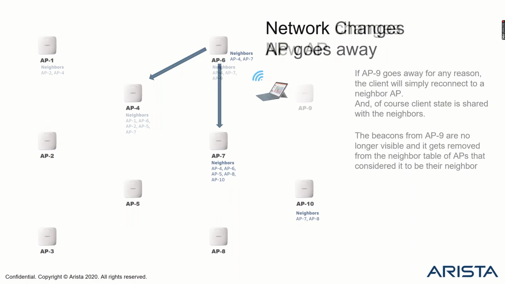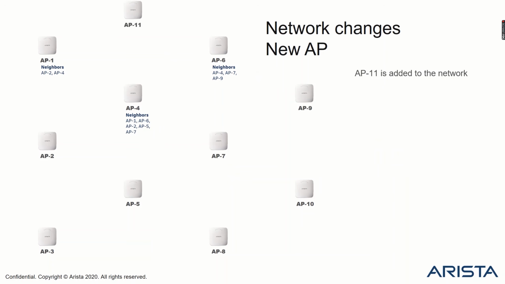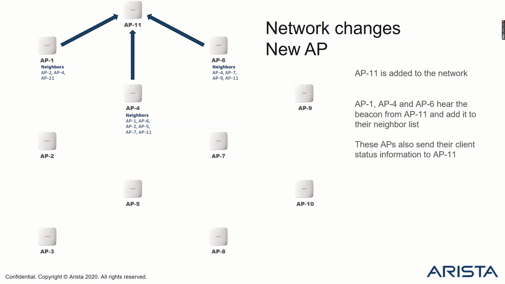Also, what could happen is that a new AP could show up. So for example, let's say AP11 joins the network. Now when AP11 joins the network and AP1, 4, and 6 are its neighbors, obviously the first thing that will happen is that because of AP11's beacons, it will get added to the neighbor table of AP1, AP4, and AP6. And once this happens, AP1, 4, and 6 will send the state information of all the clients that are connected to them to AP11. That way now AP11 is ready to receive roaming from any of these APs to itself, and it's a part of the control plane. So this is how the distributed control plane in CloudVision Wi-Fi works.